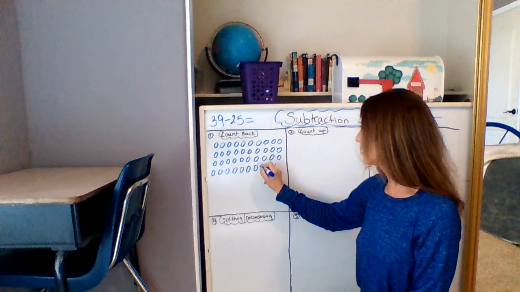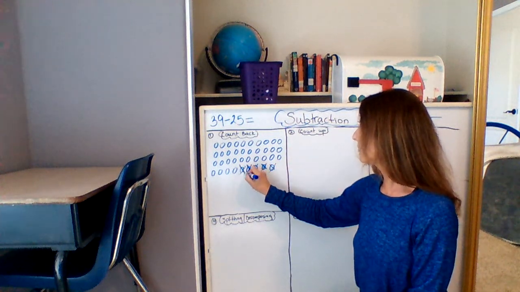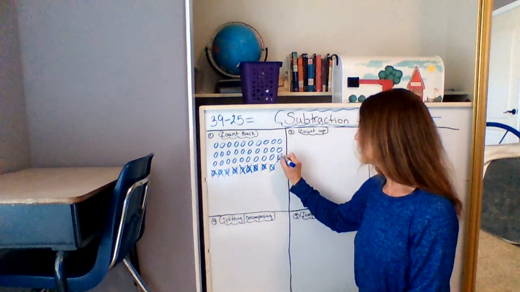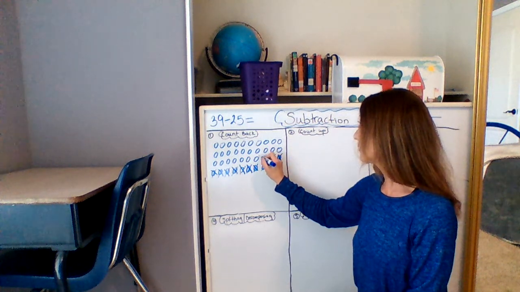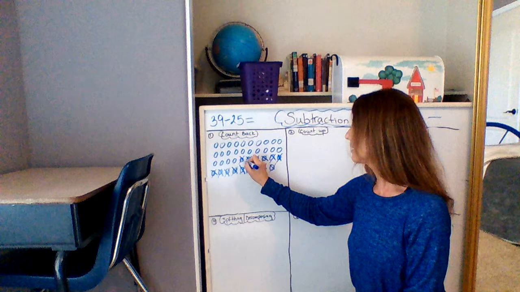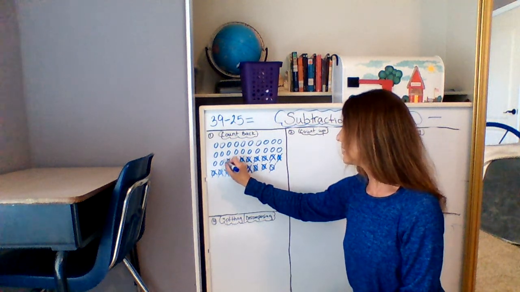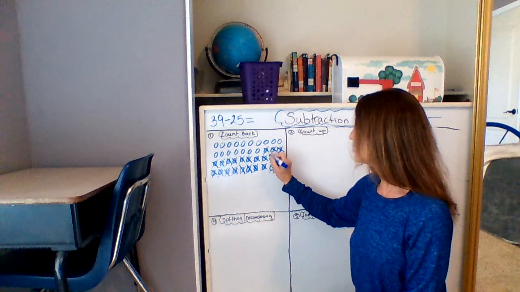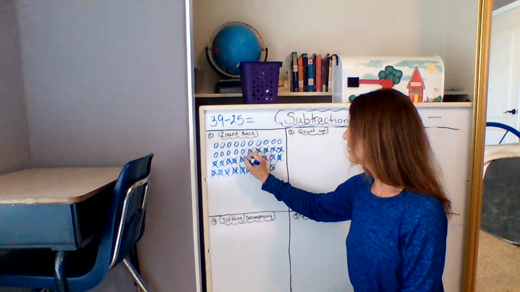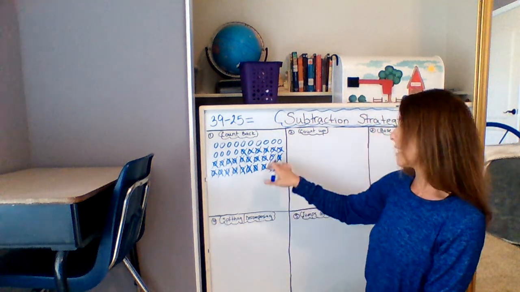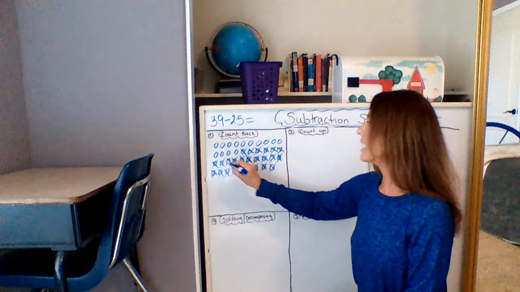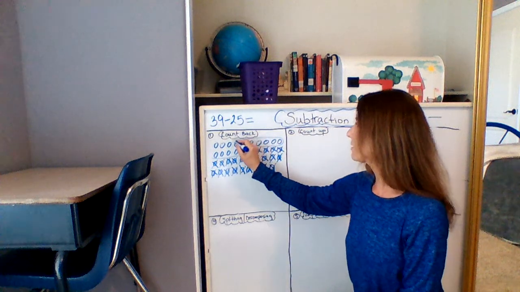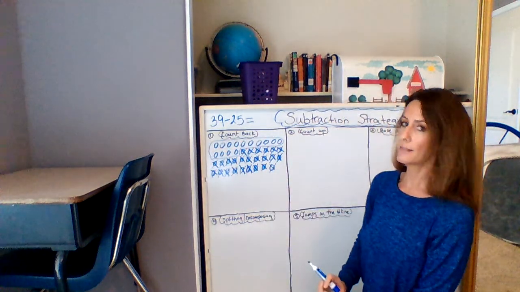1, 2, 3, 4, 5, 6, 7, 8, 9, 10, 11, 12, 13, 14, 15, 16, 17, 18, 19, 20, 21, 22, 23, 24, 25. Okay, so I've counted back 25, and my answer is going to be the ones that are still there, ones that I did not take away.